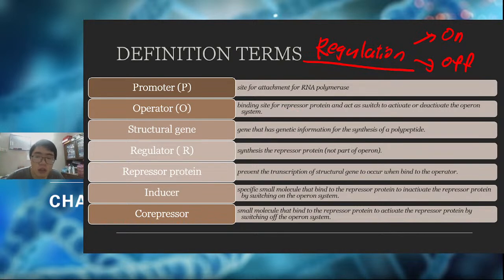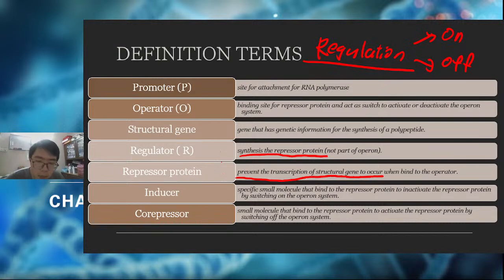Next is about the structural gene. The structural gene contains genetic information to synthesize a polypeptide, for example the enzyme. The regulator is the gene for the synthesis of repressor protein. And what is repressor protein? Repressor protein prevents the transcription of the structural gene from occurring.